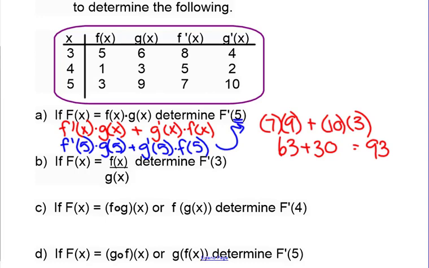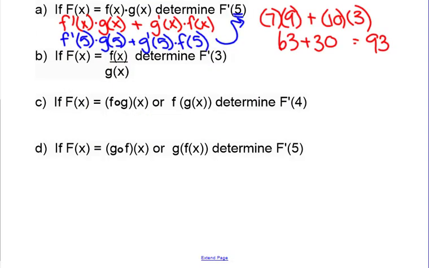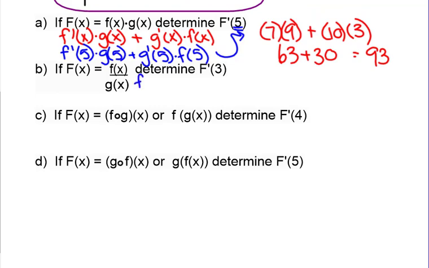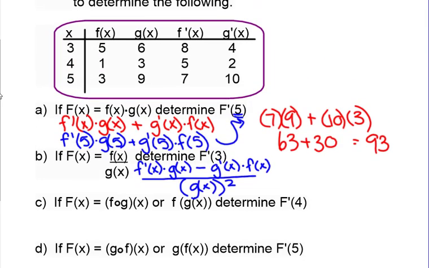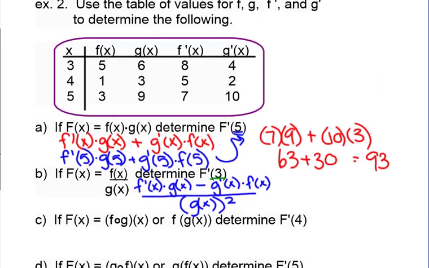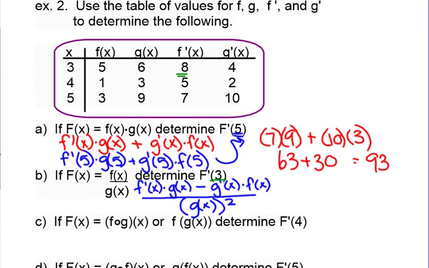So our next one, we've got f of x over g of x. Well, that's our quotient rule. So our quotient rule is the derivative of the first, so derivative of f of x times g of x minus g prime of x times f of x all over g of x squared. The second step I did in the first one, you don't necessarily need as long as you know where to look. So we're looking at 3. So f prime of 3 is 8.